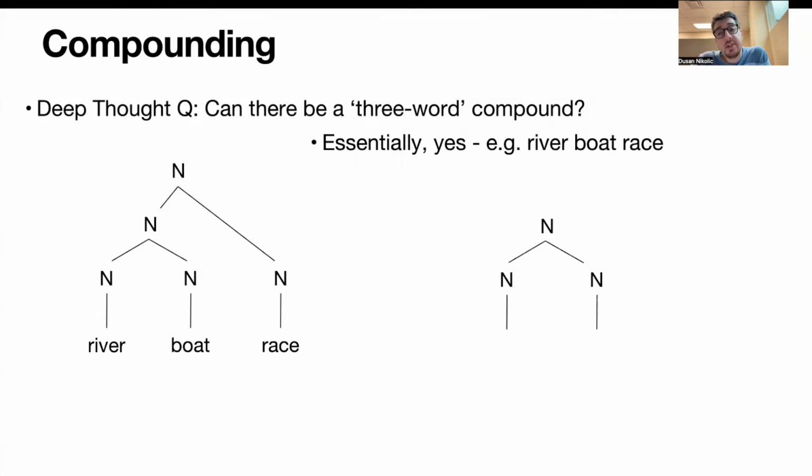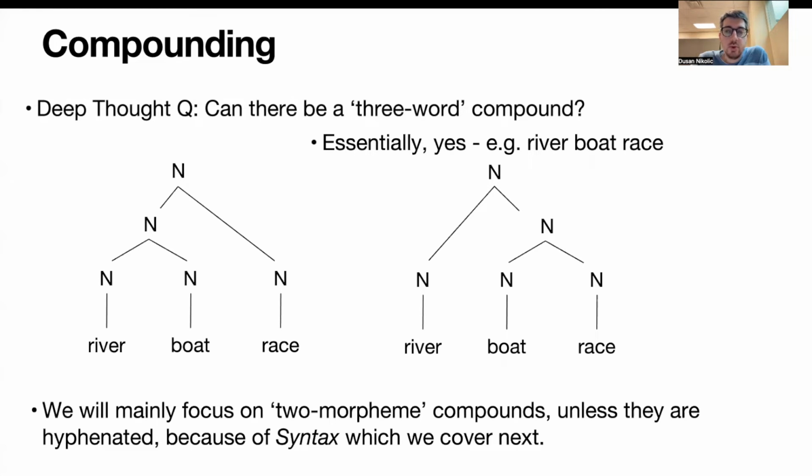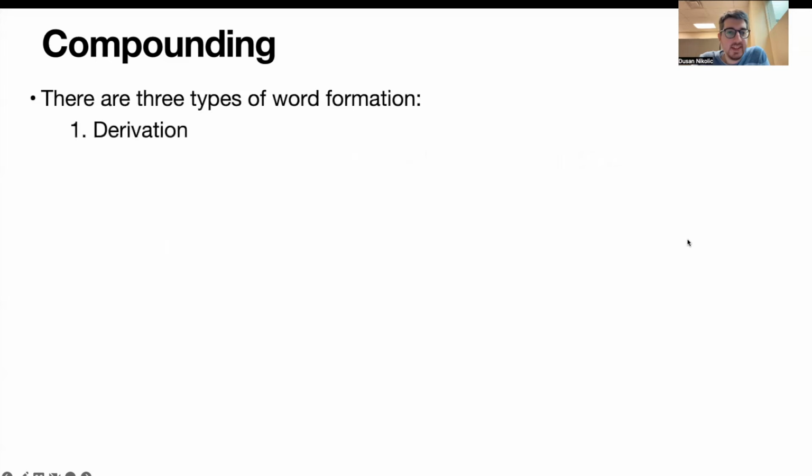We can do it differently, right? We can have a boat and race. It's kind of boat race. It's not an airplane race, and it's a boat race. And what kind of boat race? Well, it's a river boat race. It's not a sea boat race, right? So we'll mainly focus on two morpheme compounds, unless they're hyphenated, because of syntax, which we cover next, right?